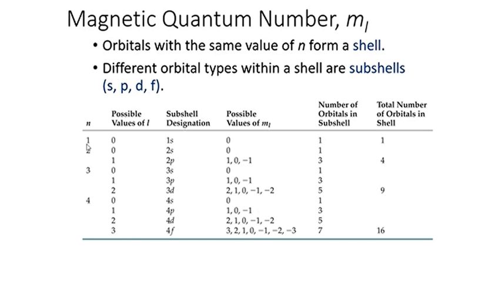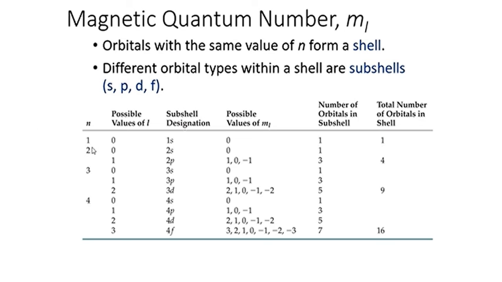Here, if you have principal number n equals 1, then the possible L values, you know, n minus 1. So if it is 1, then it goes to 0. Then the subshell designation is 1s, because you have the s, p, d, f subshells. Then the possible value of m_l is 0. The number of orbitals in the subshell is 1. The total number is 1.